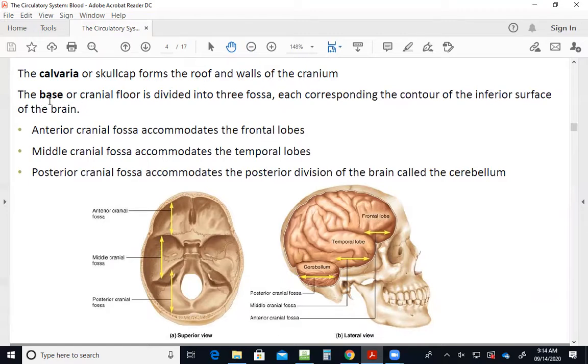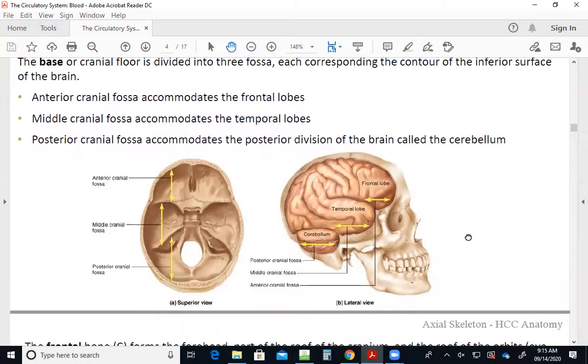Okay, the base or cranial floor is divided into three fossa, which fossa was one of those terms that was in that final table from our last lecture. Fossa is a depression, in this case corresponding to the contour of the inferior surface of our brain. There's an anterior, a middle, and a posterior.